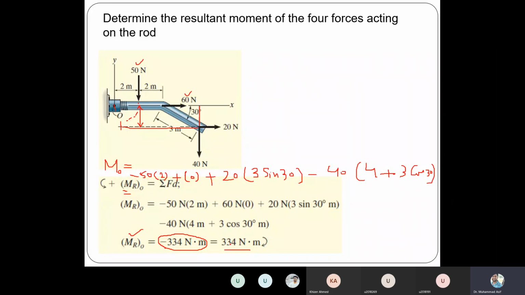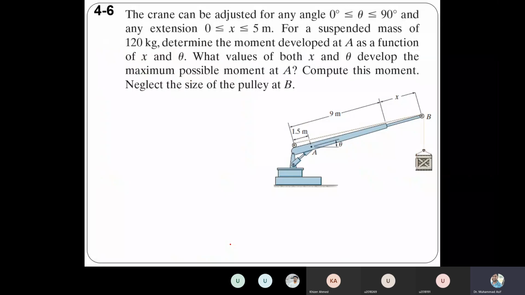So let's try to calculate about this one. This is problem 4-6. The crane can be adjusted for any angle from 0 to 90, so this is the crane angle. The crane can be in the horizontal direction, when the angle is 0. When it is at the vertical position, the angle is 90. So the angle can be changed from 0 degree to 90 degree, and any extension from 0 to 5 meter. So that x value can be changed from 0 to 5 meter.